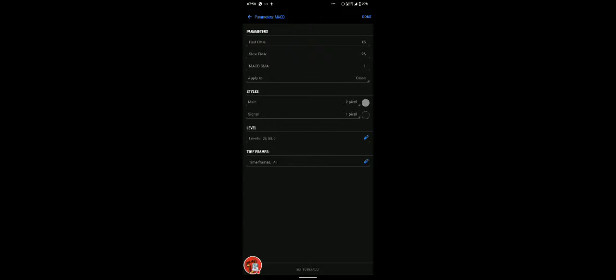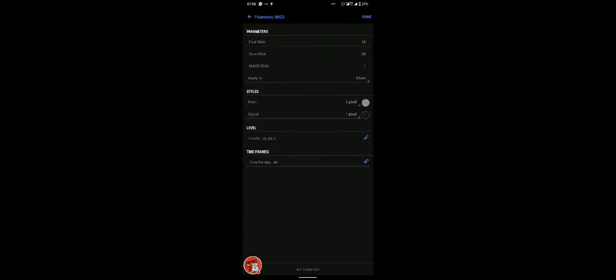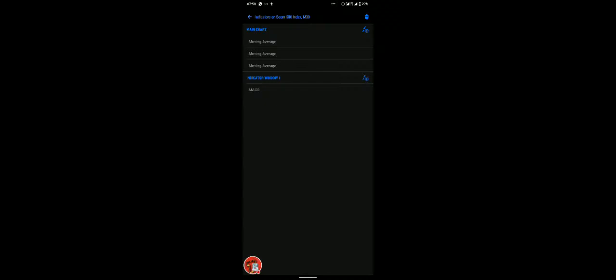You can use any of the setups. The levels we are using are the 25 and the 80 level, though we will not really apply those levels. We would use the crossovers of the zero line, from negative to positive. So that's what we're going to do.